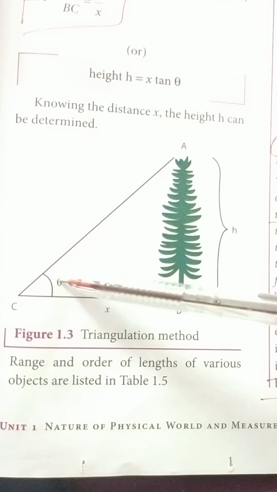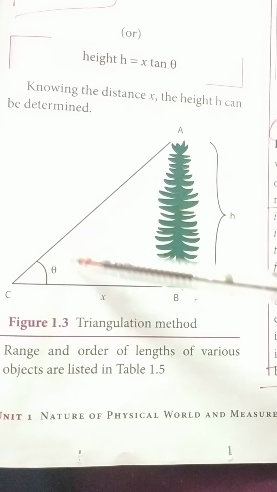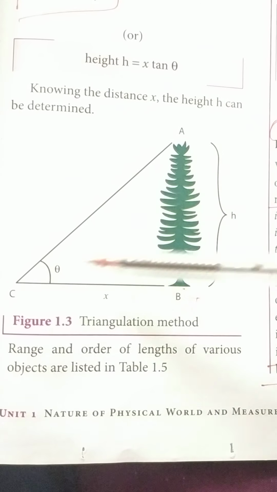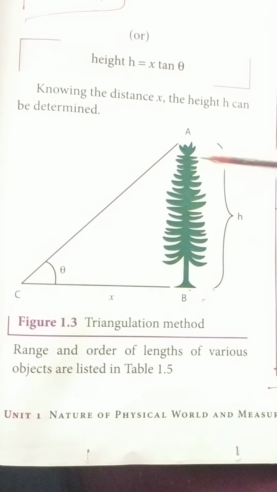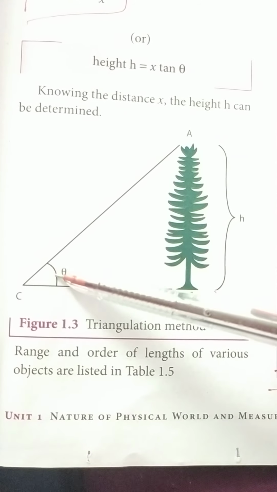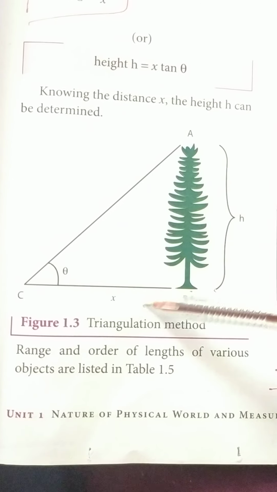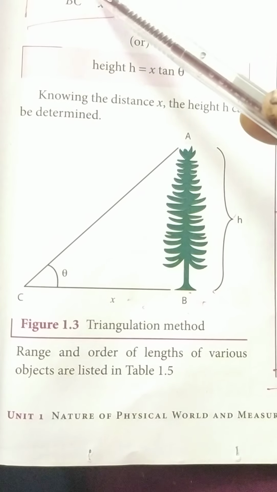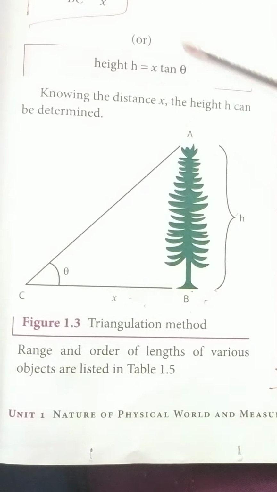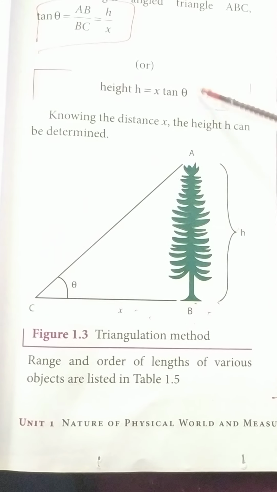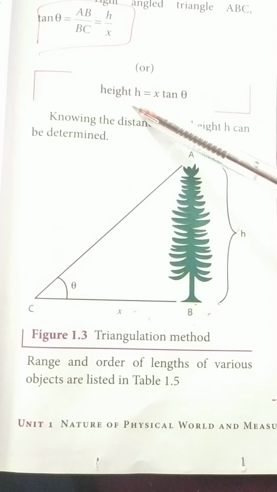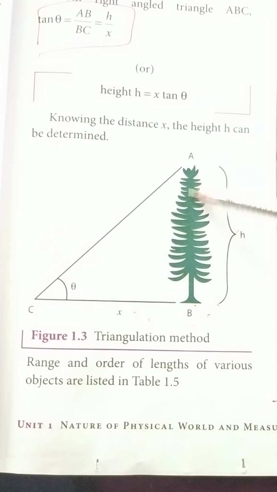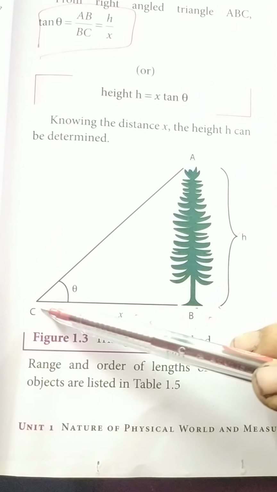And you can use a range finder to find the angle theta. From this you can find the height of the tree, because you consider the right angle triangle ABC. In this right angle triangle, tan theta is opposite by adjacent, so h by x, that is equal to AB by BC, where you can find h is equal to x tan theta. So knowing the distance x and the angle theta, you can find the height of the tree. So this is called the triangulation method, because you are taking triangle ABC and finding the height.